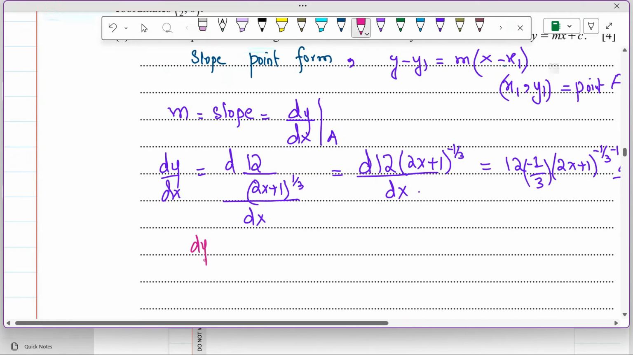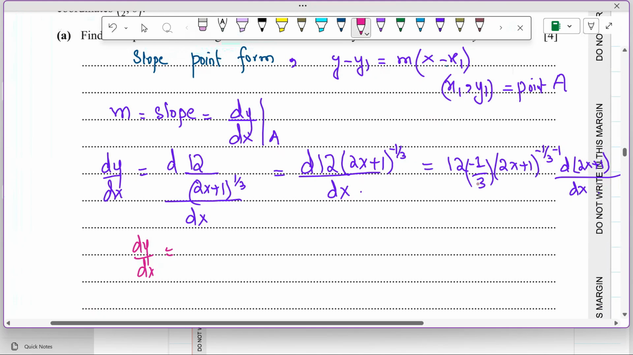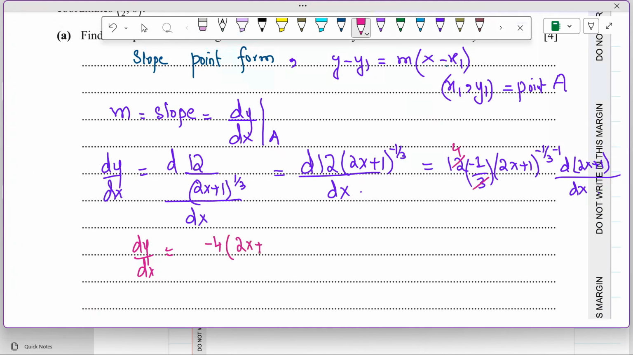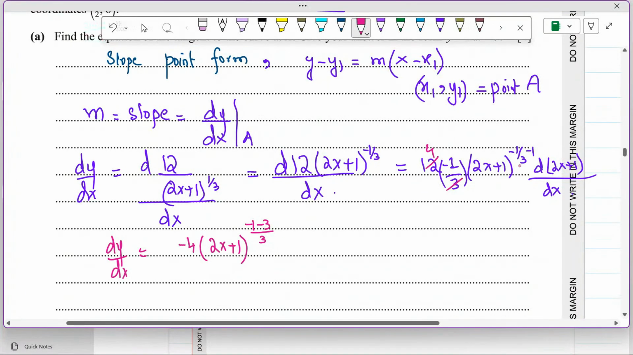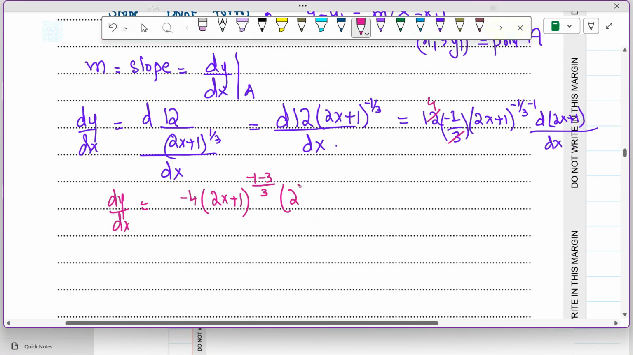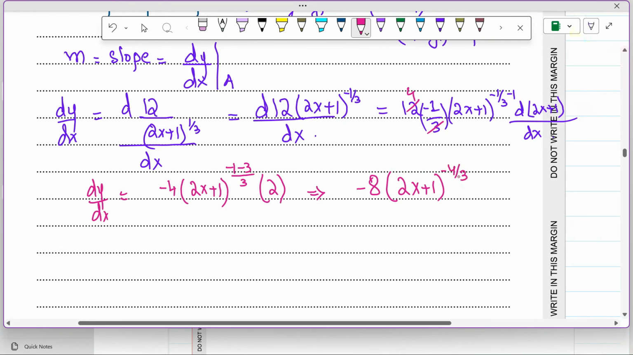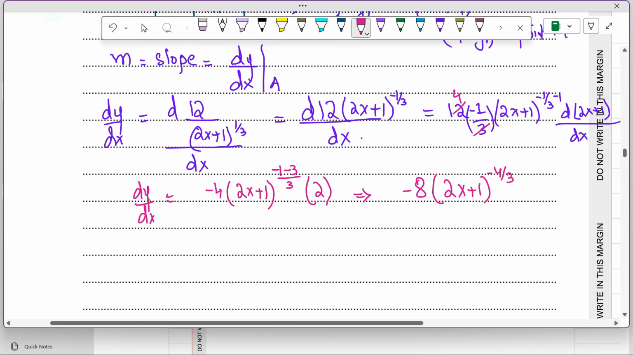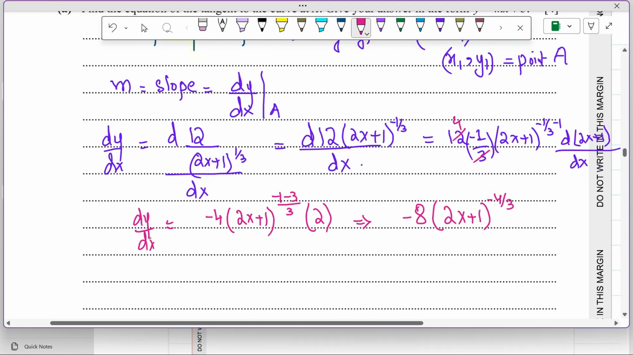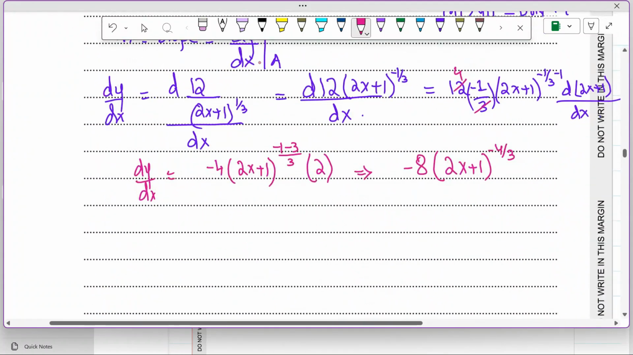So dy over dx is equal to negative 4 times (2x plus 1) to the power of negative 1 over 3 minus 1, which is negative 1 minus 3 over 3, times the derivative of 2x plus 1, which is 2. Further solving, 2 times negative 4 is negative 8, times (2x plus 1) to the power of negative 4 over 3. So we have found the derivative of the curve. Now we plug the value of point A into this derivative to find the slope at point A.